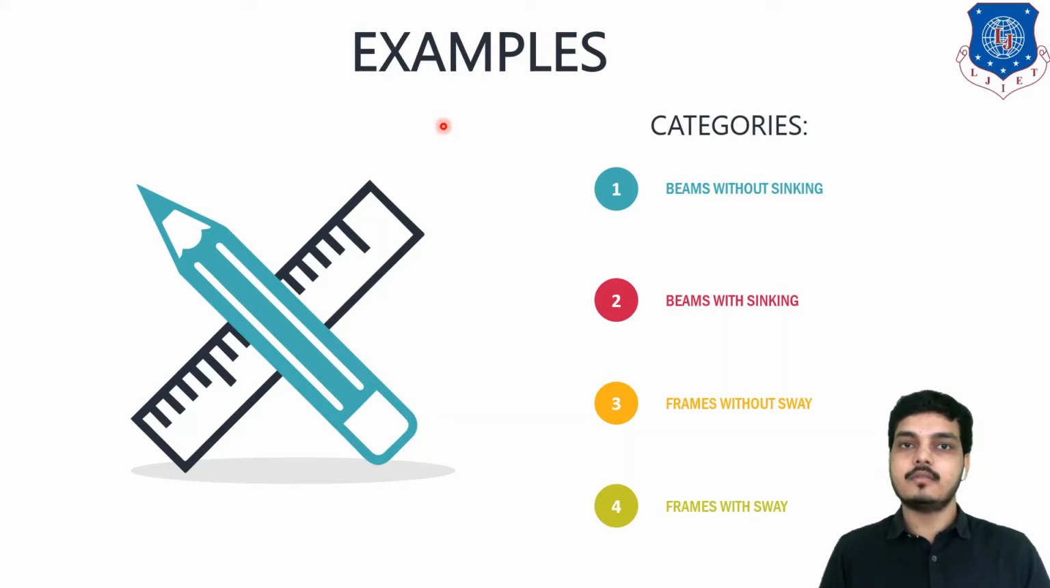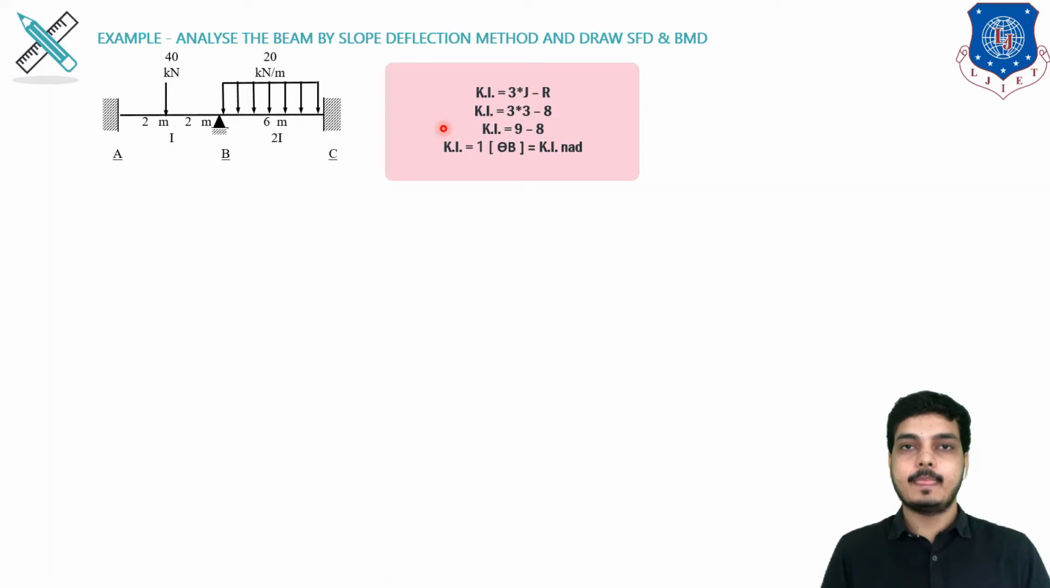So let's start our first example. Here it is given: analyze the beam by slope deflection method and draw SFD and BMD. It means we have to use the slope deflection method for the given example, and we also have to draw the shear force diagram as well as the bending moment diagram. This is the first category, in which we will be solving a beam without sinking, and we will be doing the entire sum with the help of the slope deflection method.